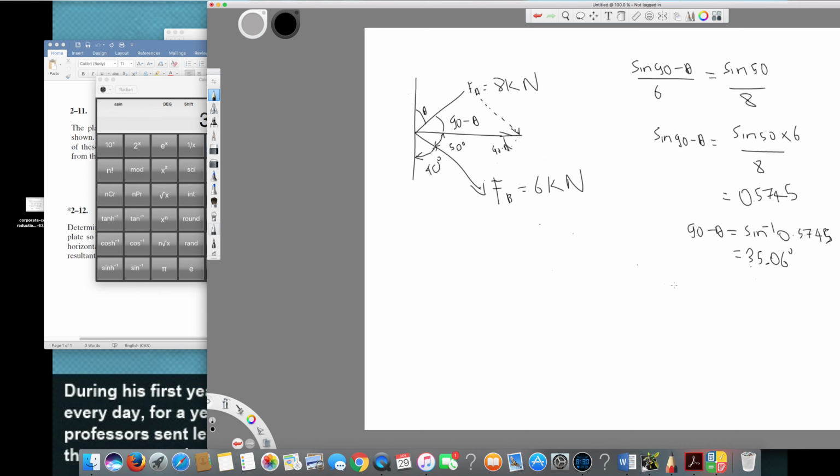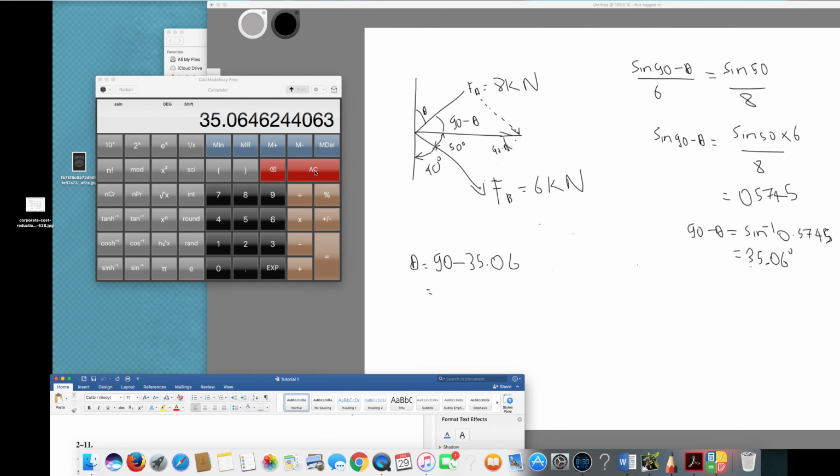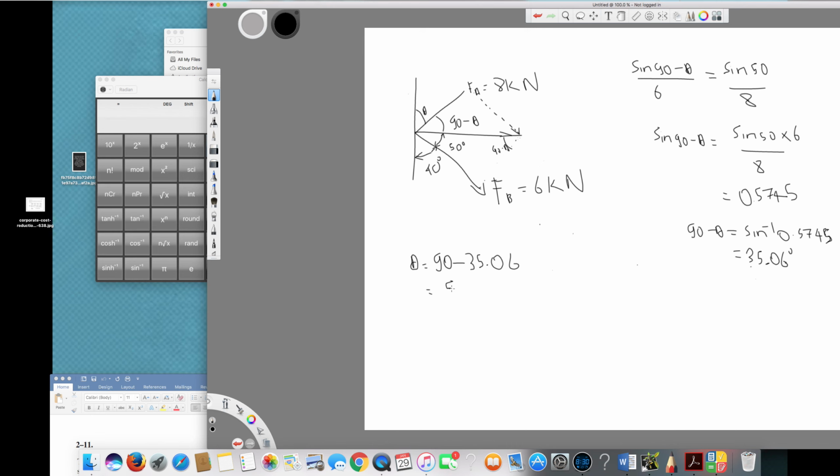How can we find it? We are going to subtract this number from 90 to get theta. So theta is going to be 90 minus 35.06, which is equal to 54.94 degrees. So we found theta.